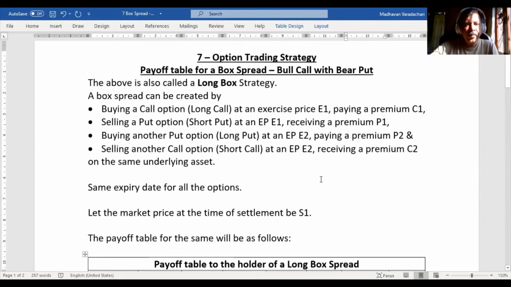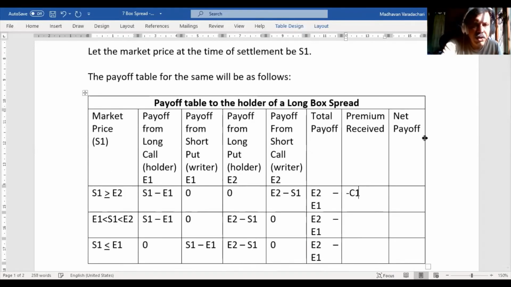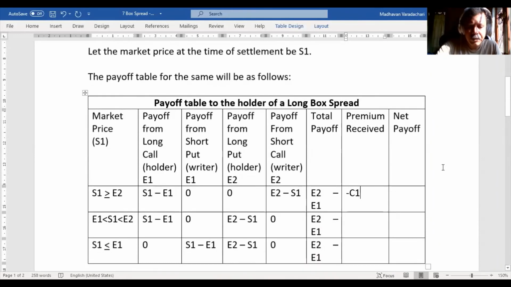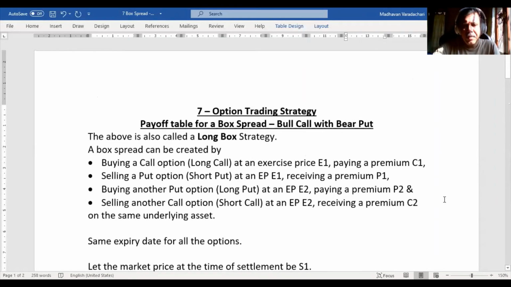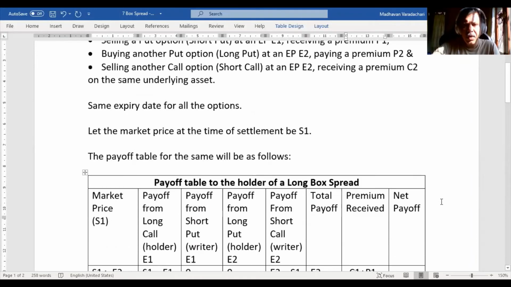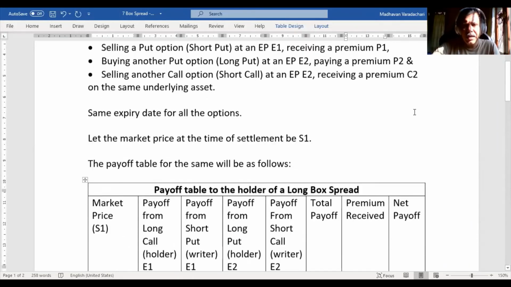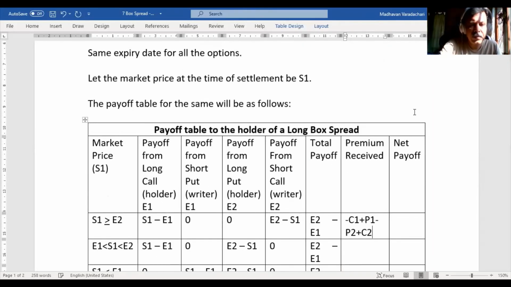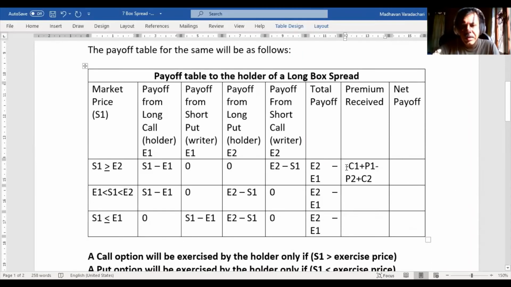Now the premium. Buying a call option by paying premium. Paying means here it will be negative C1. Then receiving premium, so plus P1. Then paying premium, minus P2. Wherever it is an outflow, I am putting it as negative. Wherever it is an inflow, I am putting it as positive. Receiving a premium, so I earn it. So it is plus C2. This will be the premium for this strategy overall received.